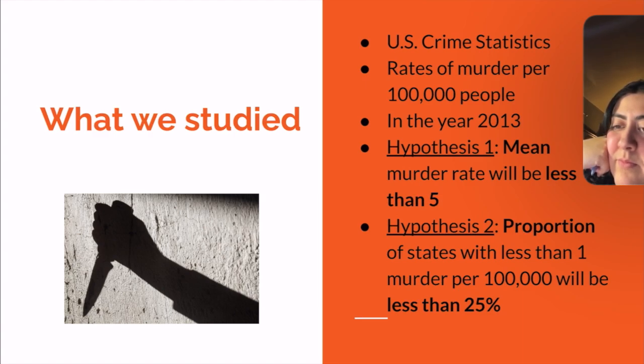Our data was drawn from the year 2013, and we drew two hypotheses. First, that the mean number of murders per 100,000 people for each state would be less than 5. Second, that the proportion of states that had less than one murder per 100,000 people would be less than 25%.